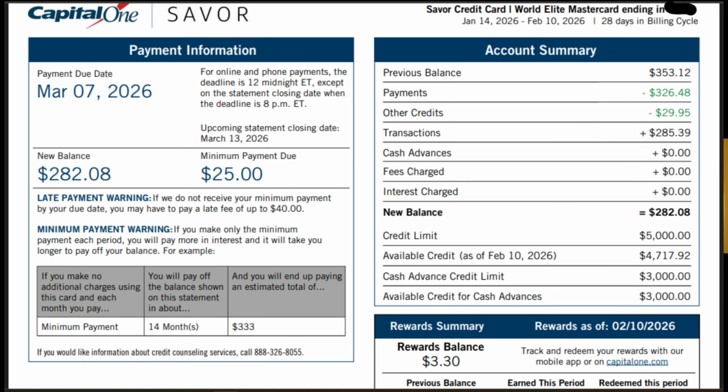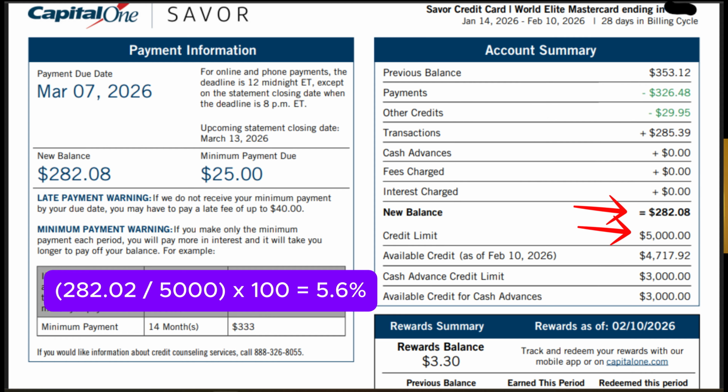In this statement that you see here, my credit utilization is 5.6% because my statement balance is $282.08 and my credit limit is $5,000. So if you divide $282.08 by $5,000 and then multiply by 100, you will get 5.6%, which is my credit utilization here.